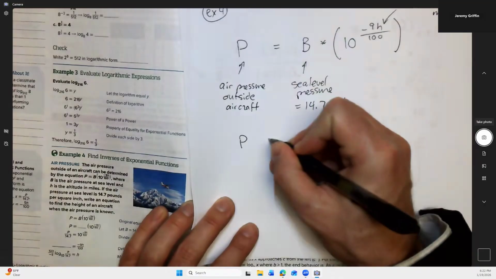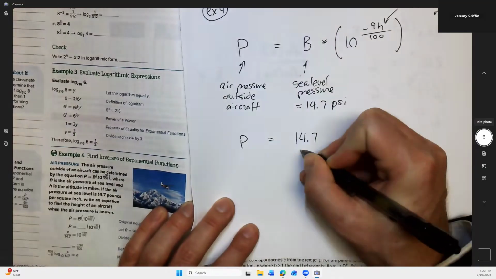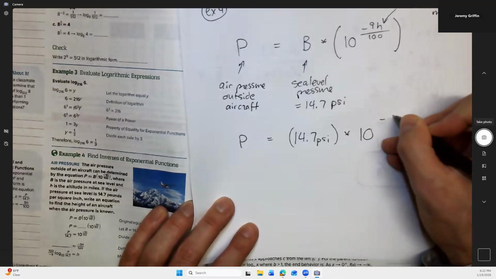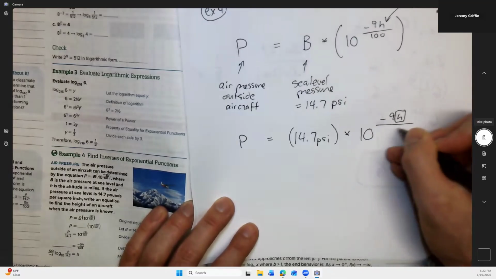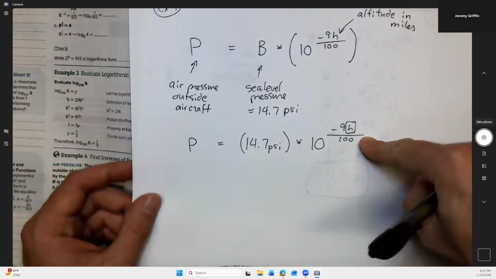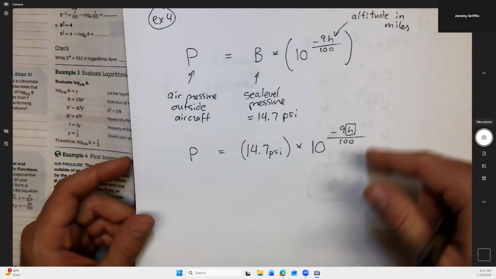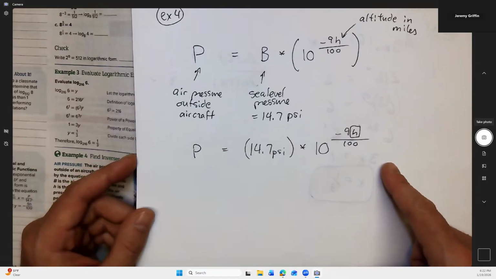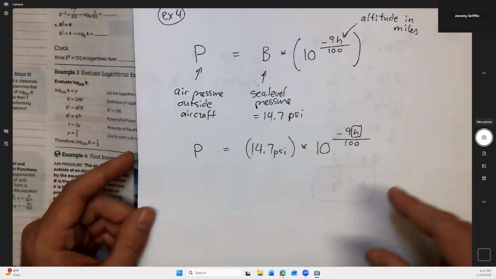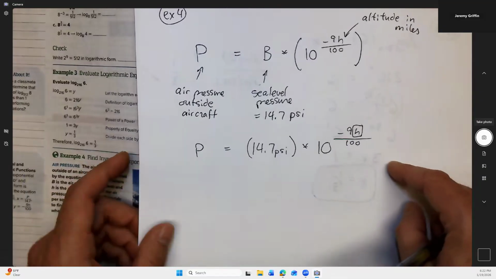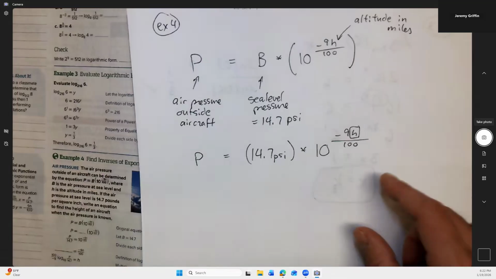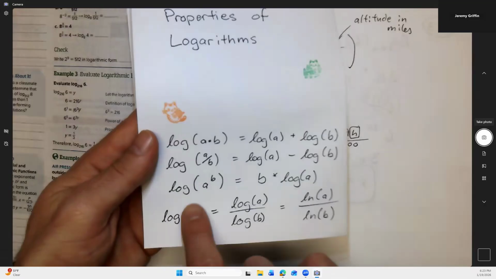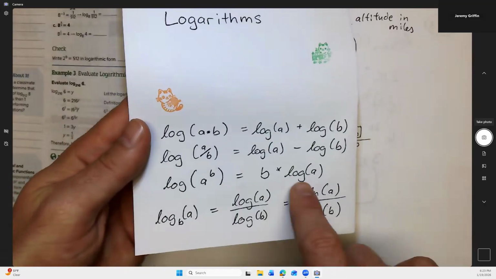So P equals 14.7 psi, pounds per square inch, times 10 to the negative 9H over 100, where H is what we're solving for. Since what we're solving for is in the exponent, let's get it out of the exponent by applying a logarithm. I realize your book is kind of waiting for lesson 8.2 to get to that, but that's okay. We can solve this the other way.